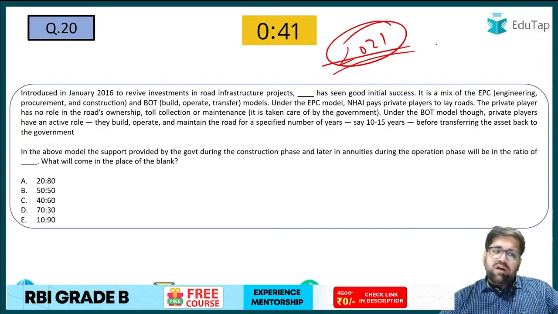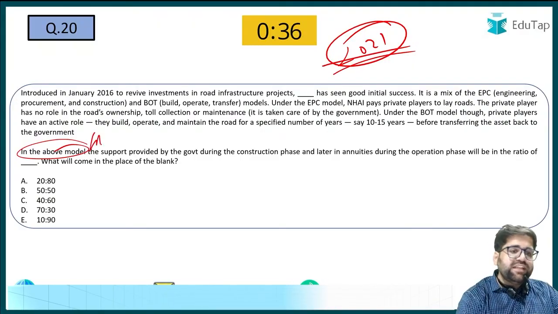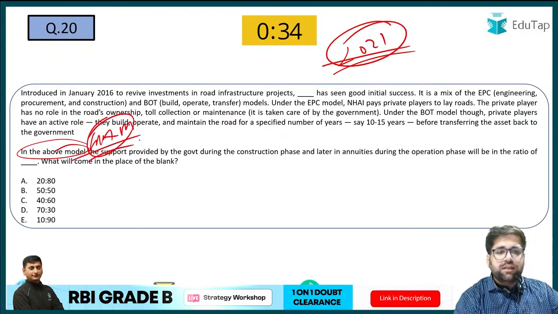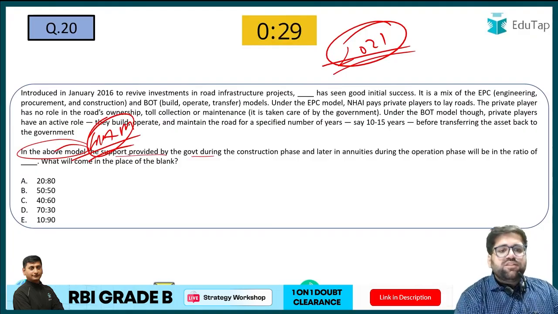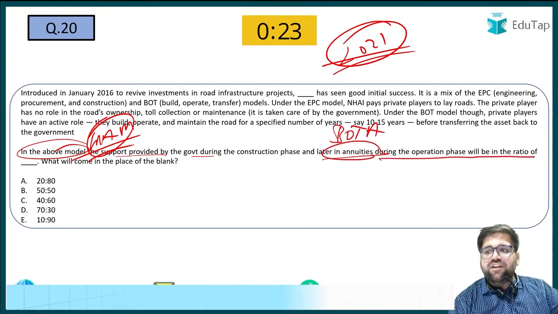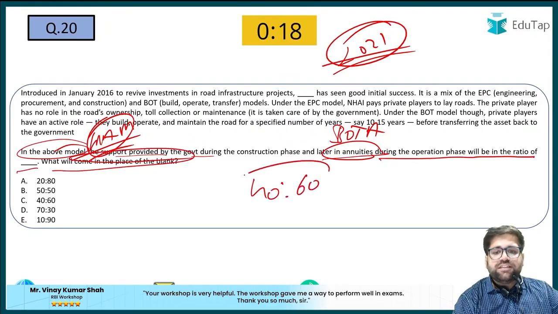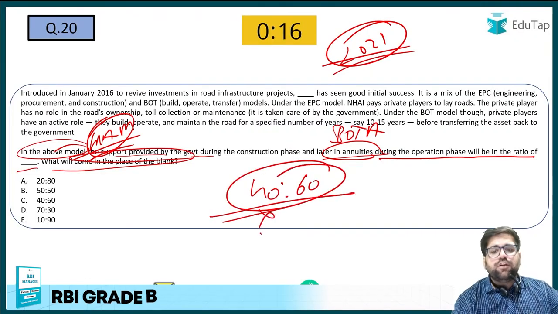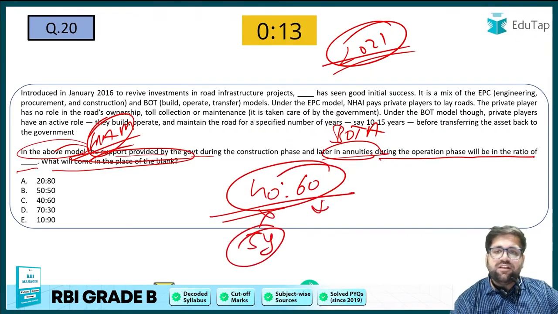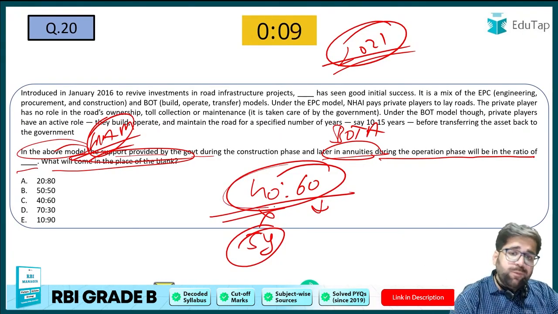Question number 20. Here first you have to identify which model was there. So it was HAM, because in the last question we have just discussed it. In the above model, the support provided by the government during the construction and later in the annuities, that's why I was saying BOT annuities, during the operation will be in the ratio of dash. What will come in the place of blank? So government provides support in 40 and 60. 40% of the cost is provided for the first 5 years, and the 60% is provided later on. So a very important ratio.